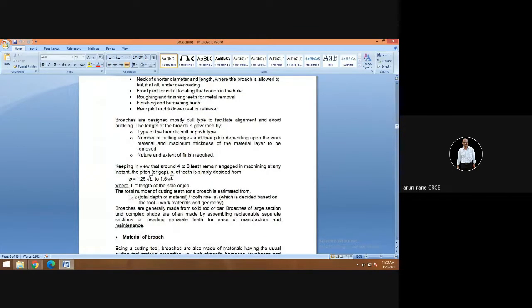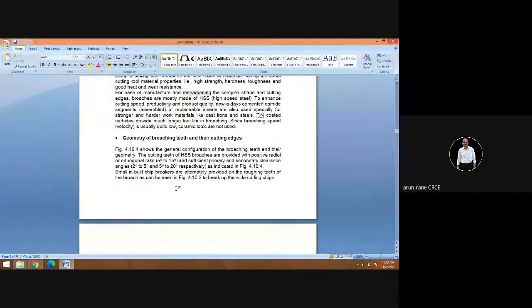This is the mathematical model for calculating the pitch: 1.25 times under root of L to 1.5 times under root of L, where L is the length of the hole to be broached.